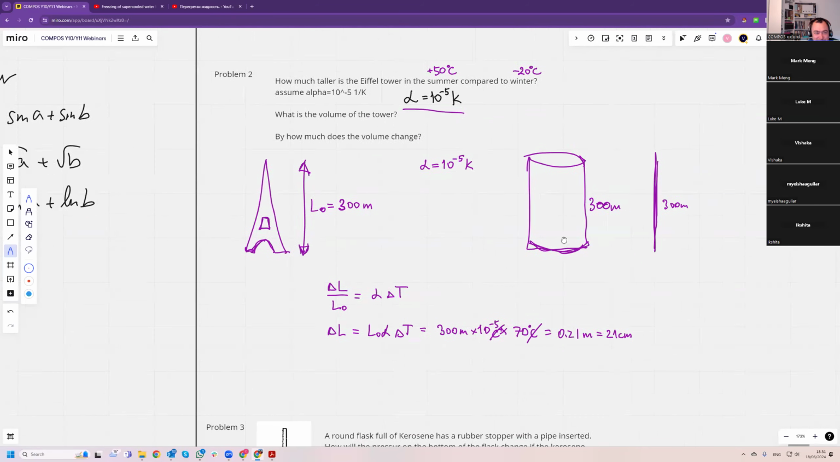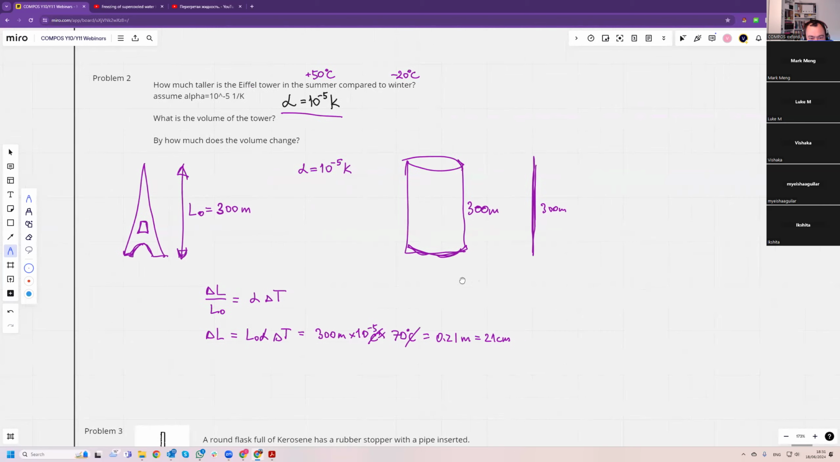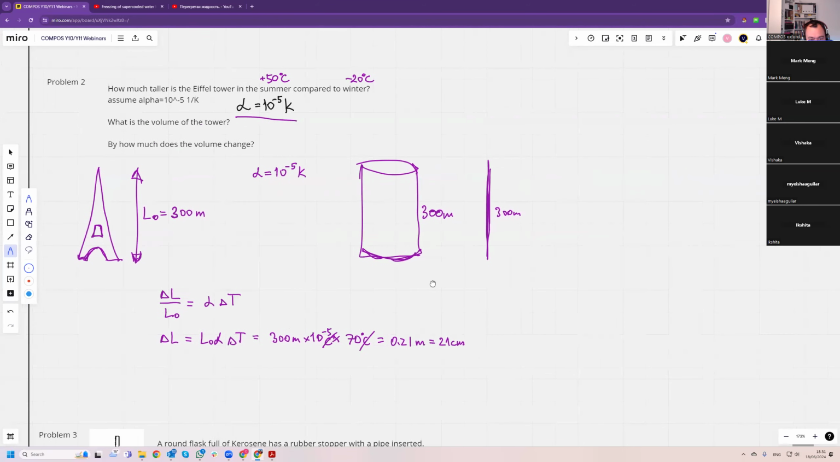So the Eiffel Tower becomes 21 centimeters taller. Now, what is the volume of the tower? Well, for this, you need to know the density and the mass. I happen to know the mass of the Eiffel Tower, which is about 1,000 tons. It's 1,000 tons, which is 10 to the 6 kilograms.